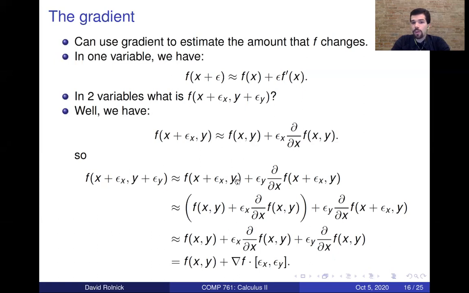So this is equal to if we started out at x plus epsilon x, y, and then we added epsilon y to y. This is, again, the same equation as up here, just if we started out at x plus epsilon x and moved y.